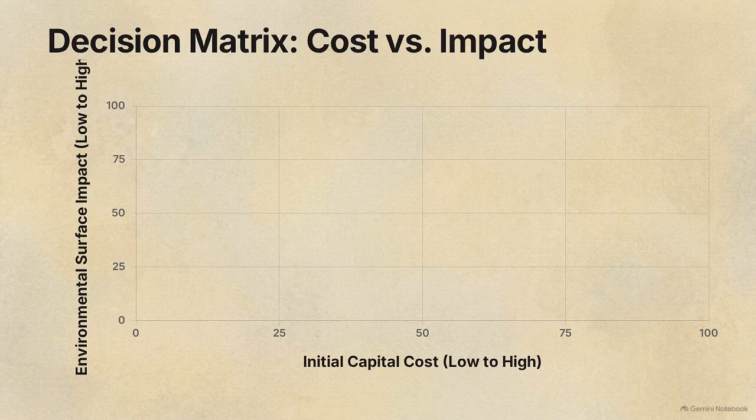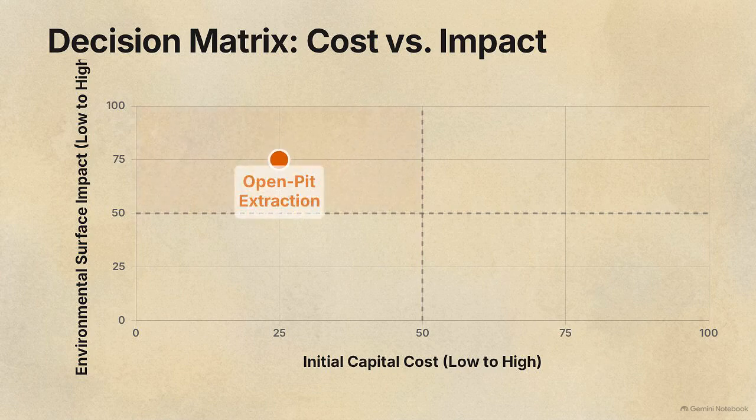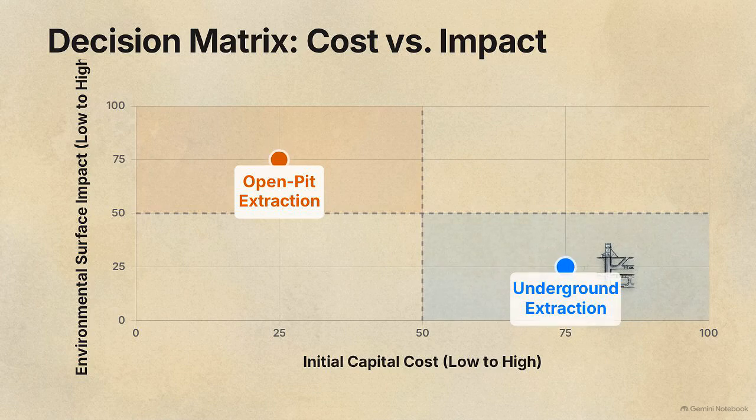This quadrant chart models the final decision matrix. It weighs the raw life cycle costs of the operation against external environmental and community tolerances. Open pit extraction sits right here. It is highly preferred for pure profit margins and efficiency per ton, but it guarantees a massive long-term land rehabilitation liability. Underground extraction plots over here. It demands significantly higher upfront capital from investors, but it keeps the surface intact, which is critical for securing regulatory approval in environmentally sensitive areas.